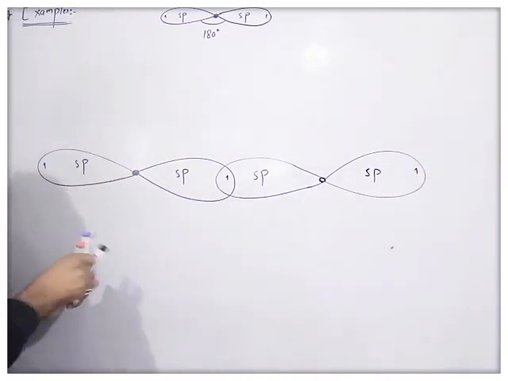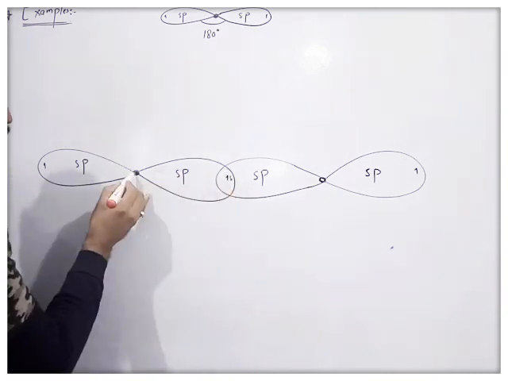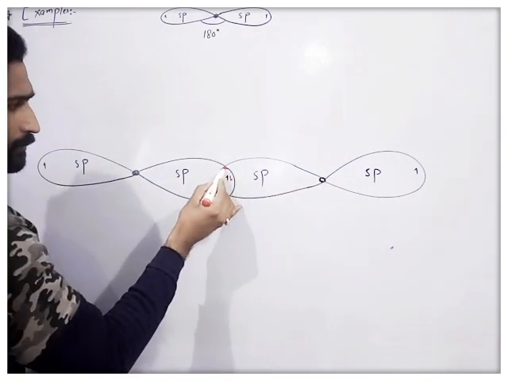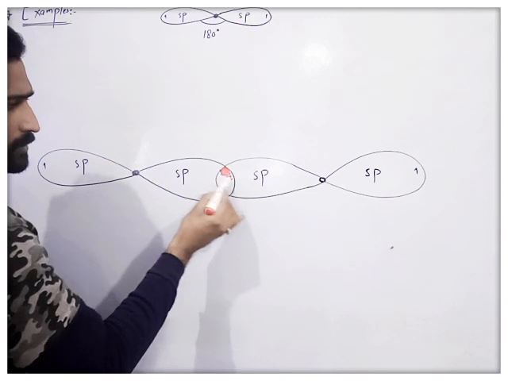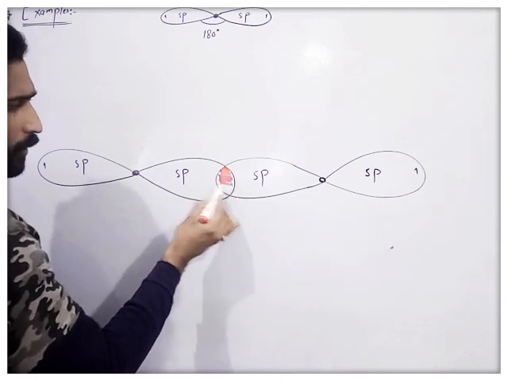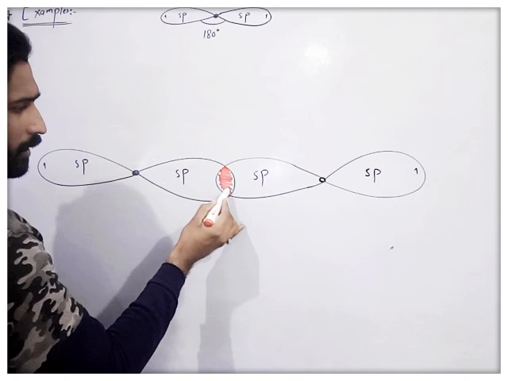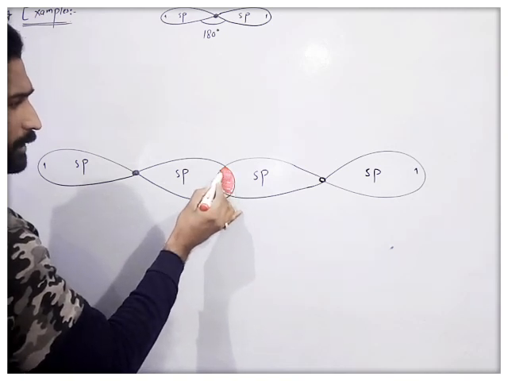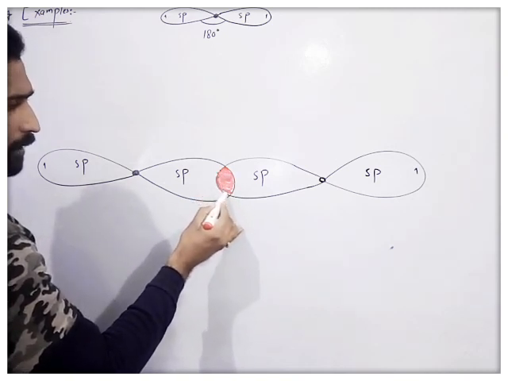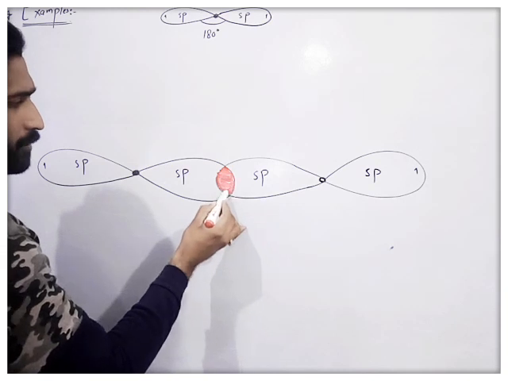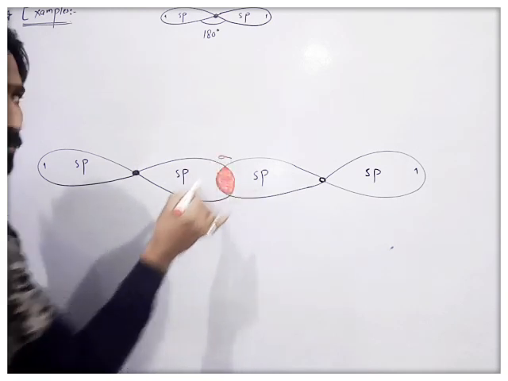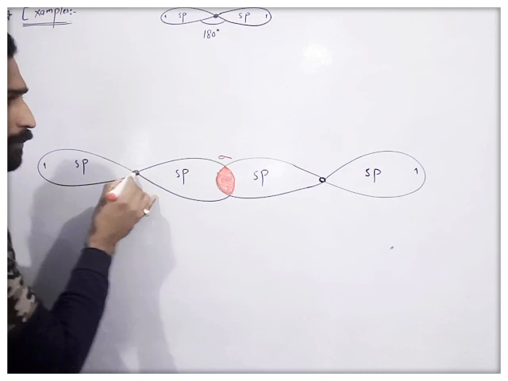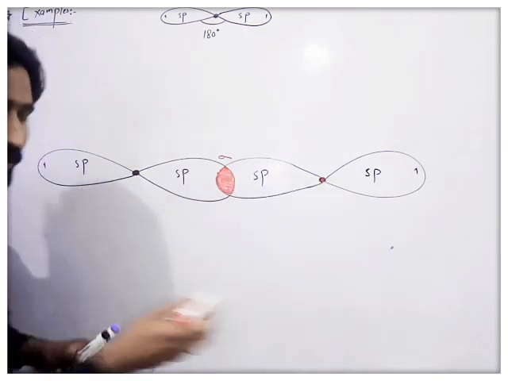That is the overlapping between carbon and carbon atom, and that is linear overlapping, and the bond which is formed due to the linear overlapping of partially filled atomic orbitals is called a sigma bond. Here it is the sigma bond between carbon and carbon atom.